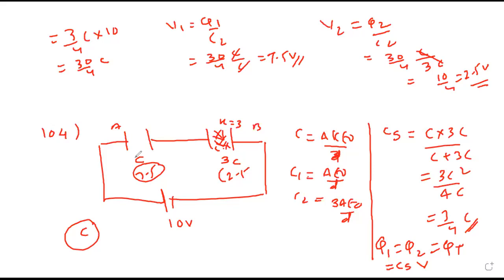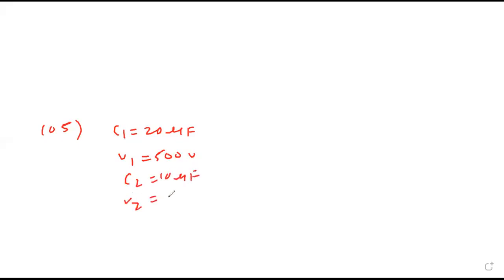Done, sir. 105. A capacitor of 20 microfarad is charged to 500 volt, connected in parallel with another capacitor of capacity 10 microfarad, potential of 200 volt.